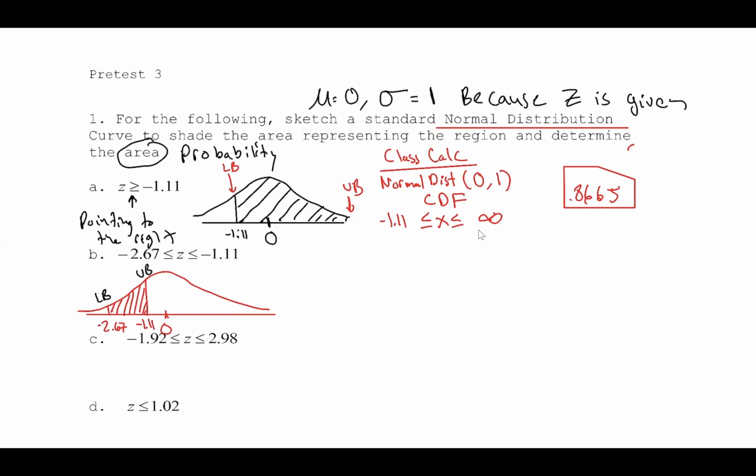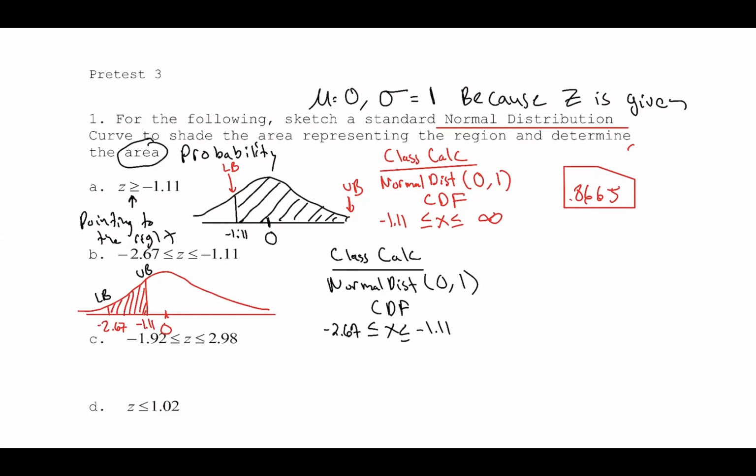So when I do ClassCalc, once again, normal distribution. You put 0 and 1, because the mean is 0 and the standard deviation is 1. And then you put CDF. The lower bound is negative 2.67. My upper bound is negative 1.11. If you enter this in ClassCalc, it should give you your answer. So far, everybody good with this?